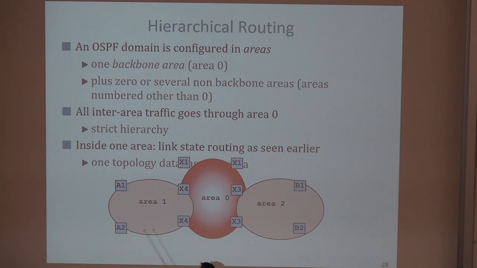Second, OSPF makes the assumption that the topology itself is hierarchical, which means that there is a backbone area and peripheral areas. The backbone area is called area 0. The peripheral areas are called numbers other than 0. And it's a strict hierarchy in the sense that all traffic from area 1 to area 2 must go via area 0. It's not possible to connect area 1 and area 2 directly. If they are connected, it must be to area 0.